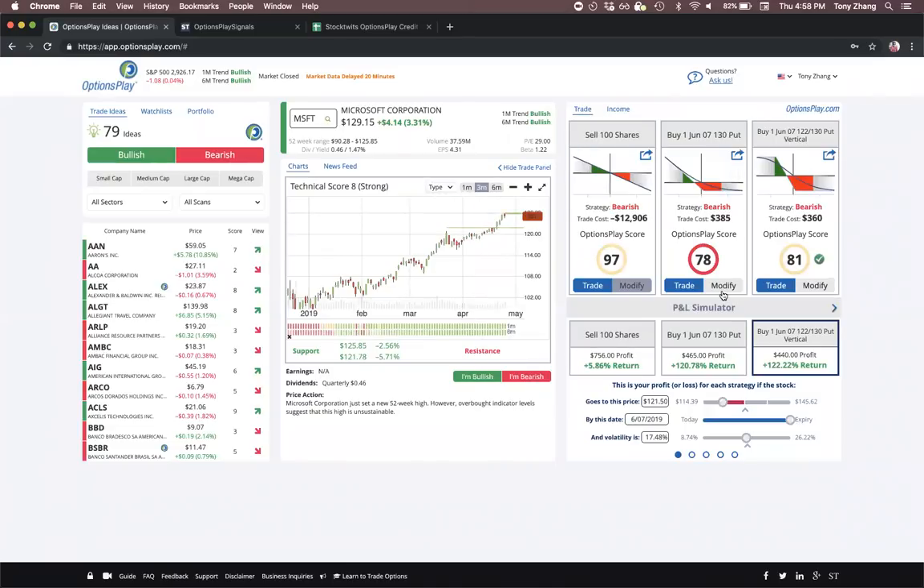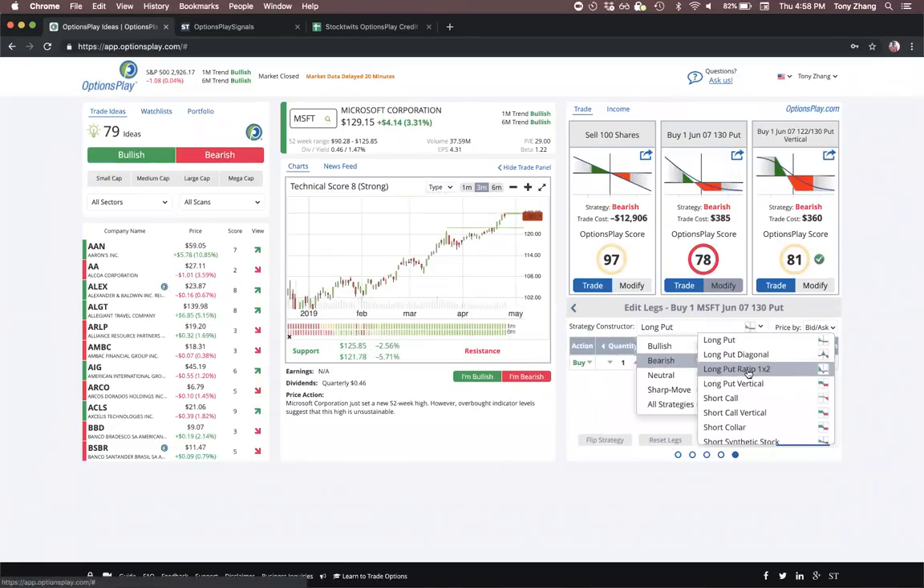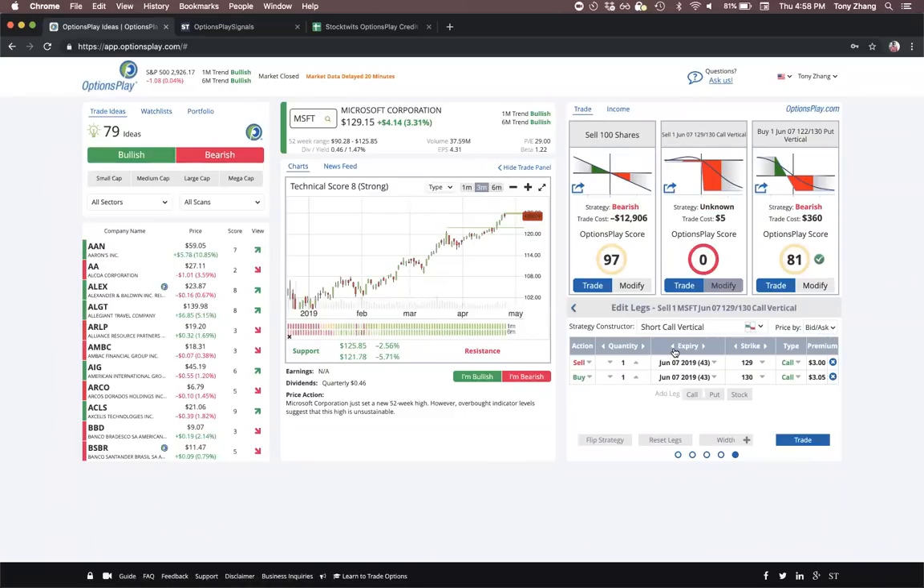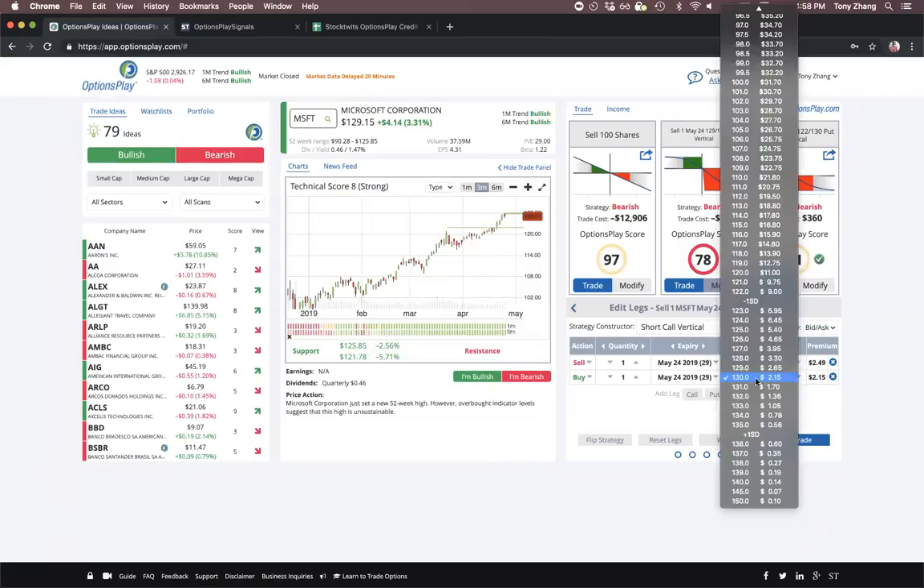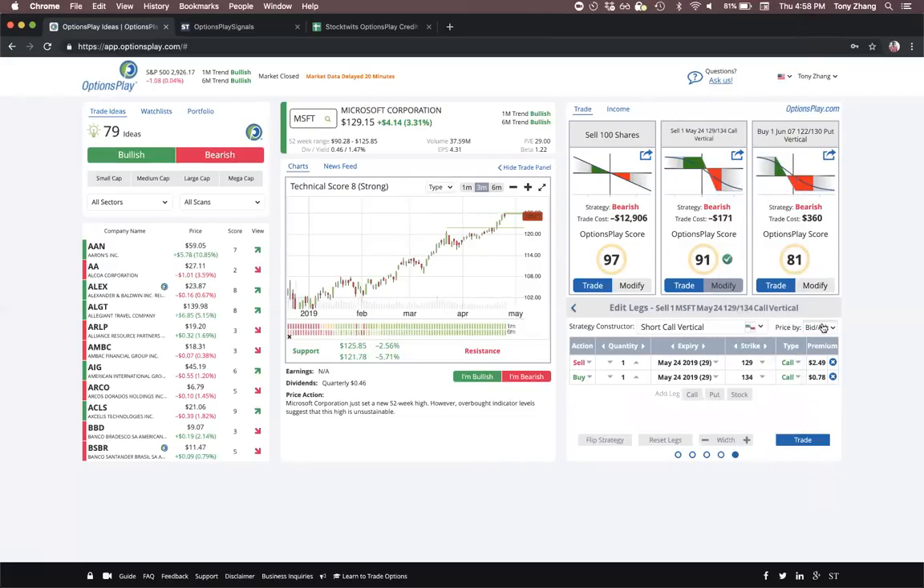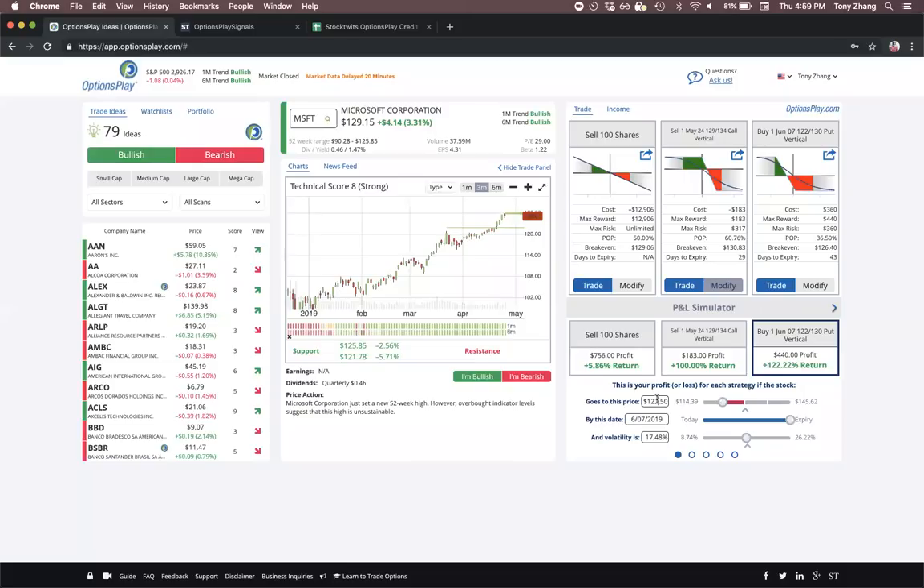If that's the case, then you might want to sell a call credit spread, such as this, where you might want to sell a May 24th, maybe sell the 129s, buy back the 134s, which is roughly about a $5 spread, and you're collecting $183, which is again roughly one-third of the width of that $5 wide spread. You're risking 317 to make 183, and as long as the stock stays below 130 or so, you're going to be able to collect.